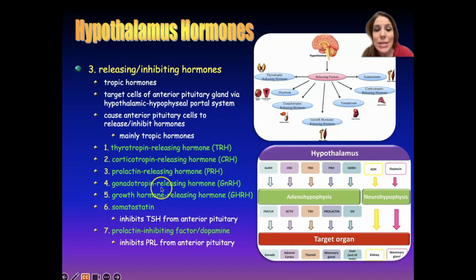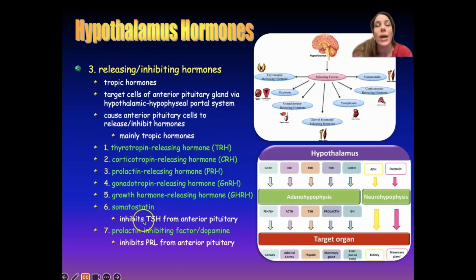Now, those are releasing hormones. So thyrotropin, corticotropin, prolactin, gonadotropin, growth hormone, all releasing hormones. But now we're going to talk about a couple of inhibiting hormones. We have somatostatin, and you'll also see this pop up when we talk about the pancreas. Somatostatin inhibits TSH from the anterior pituitary. So this is the antagonist to TRH.